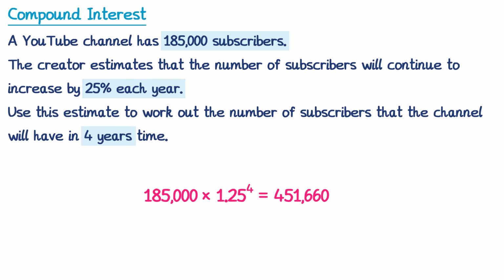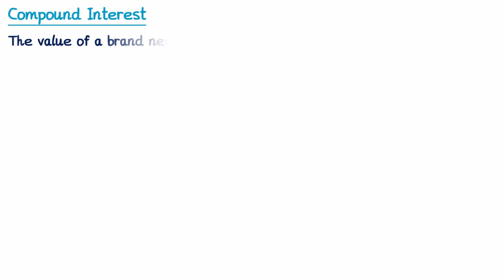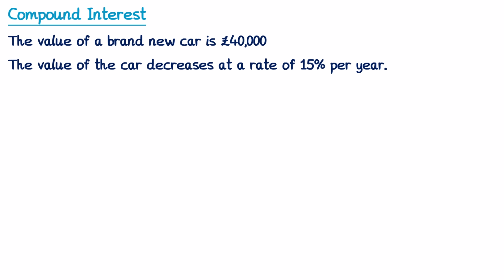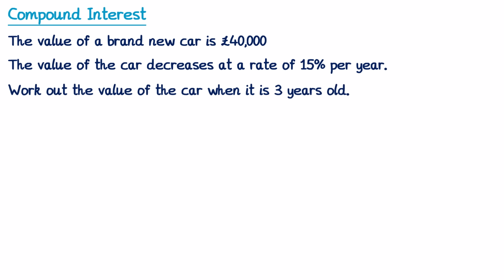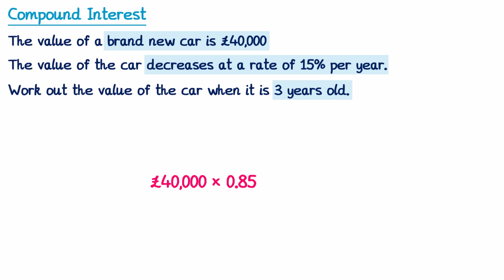Let's have a look at another example, this time with a percentage decrease. The value of a brand new car is £40,000. The value of the car decreases at a rate of 15% per year. Work out the value of the car when it is 3 years old. So this time the initial amount is £40,000. The car is worth £40,000. The value of the car is going to decrease though at a rate of 15% per year. To decrease a number by 15%, you multiply it by 0.85. But we're going to need to do this each year for 3 years in a row. So we do this to the power 3. If you do this on your calculator, you'll get £24,565, which would be the answer to this question.